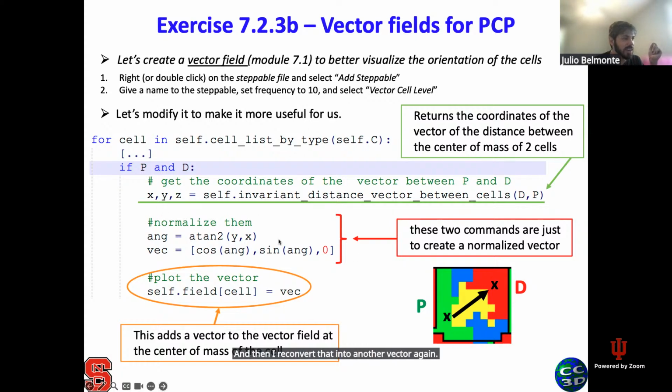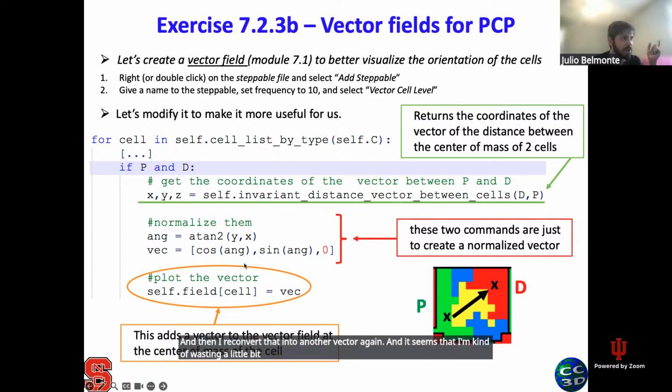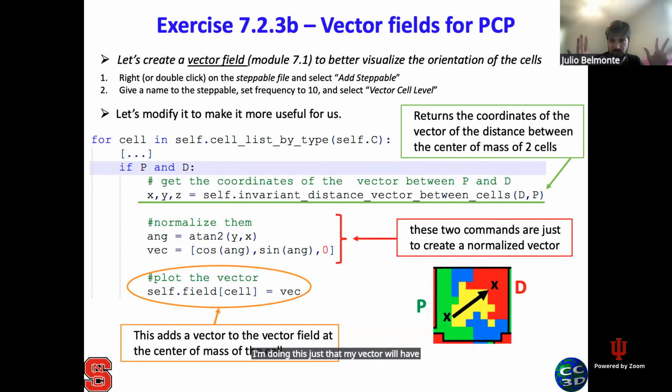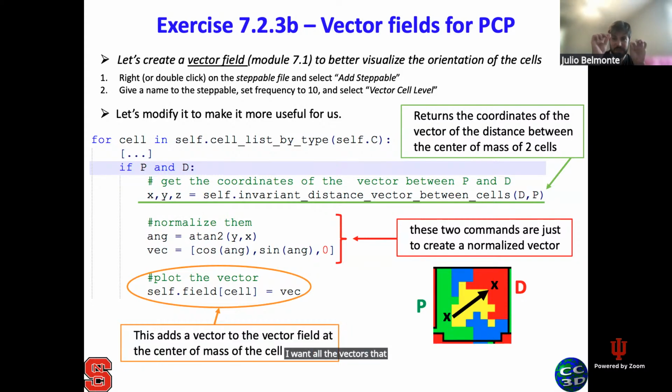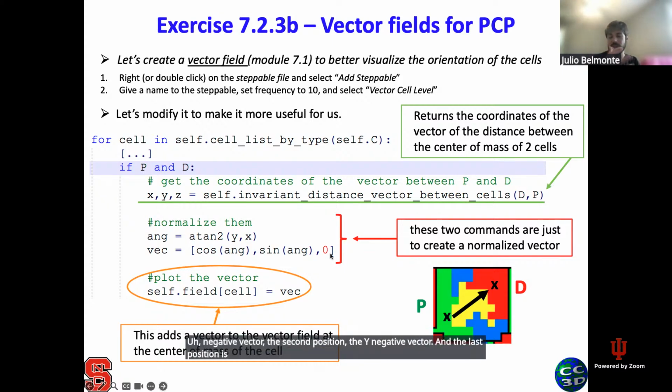It seems that I'm wasting a little bit of time. Why am I doing this? I'm doing this so that my vectors will all be unit vectors. That's a little bit of math here. I want all the vectors that I display to be the same size. So I get the angle and then use cosine and sine to get back a unit vector on x, y, and z. And I store that in a list where the first entry is the x length vector, the second position the y length vector, and the last position the z length vector, in this case 0 because it's a two-dimensional simulation.